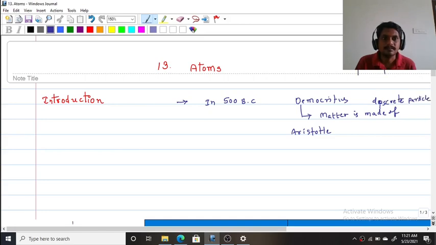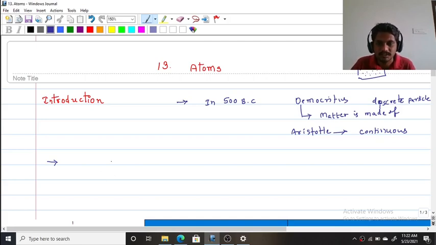If this is a matter, and matter is made of discrete particles, then matter is not continuous. According to Aristotle, matter is continuous. There is no gap between the particles. It is a continuous matter, existing continuously. After a long gap, the question was again reopened.